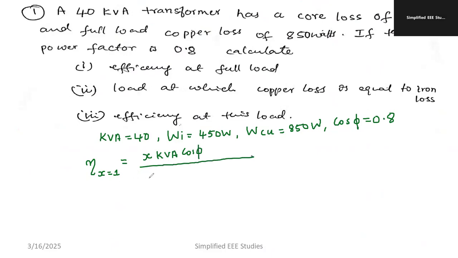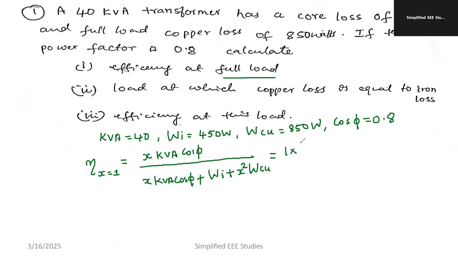That means input, right? So let me write X into kVA cos phi plus iron loss, Wi, plus copper loss, X square into WCU, because copper loss depends directly on the load current. Let us directly substitute the value. What is the value of X? Since it is full load, let me write 1.